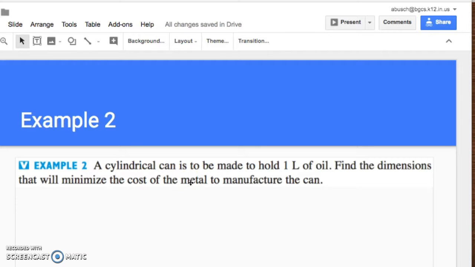So we're going to make an equation for the volume. We're going to make an equation for the surface area, and then we're going to find the derivative of the surface area since that is what we're trying to minimize. So that's our plan. Let's get started.